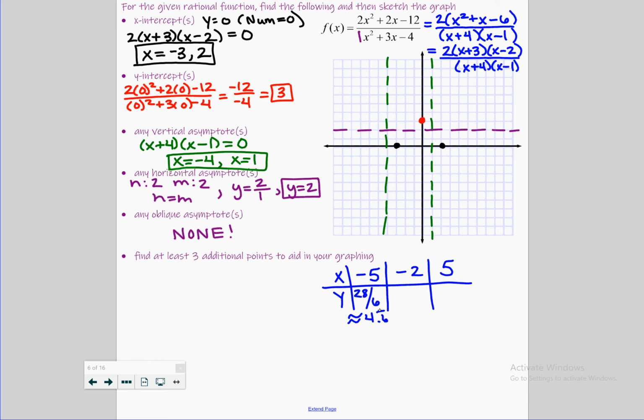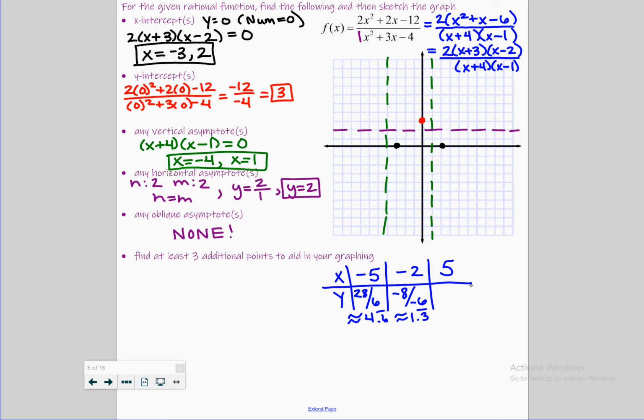All right, -2, plug it in the numerator. That would give me an 8 minus 4 minus 12. That's -8. Plug -2 in the denominator. That's 4 minus 6 minus 4. That's -6. So that would be 8/6 or 4/3 or about 1.3. 1.3 repeating. Okay.